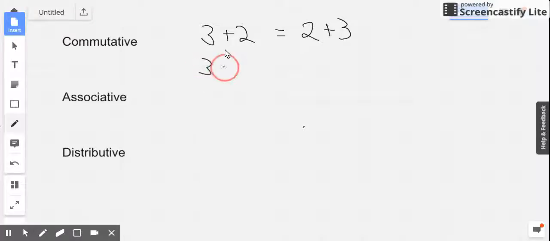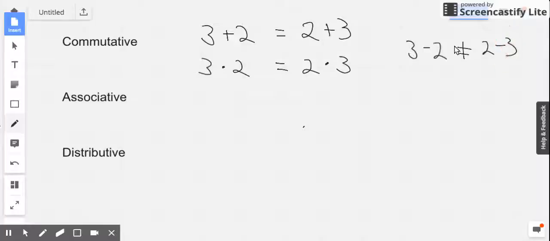The same can be said for multiplication. 3 times 2 is the same as 2 times 3. However, order does matter in subtraction and division. So we cannot say that order doesn't matter in subtraction and division. For instance, 3 minus 2 is not equal to 2 minus 3. So that's the commutative property.